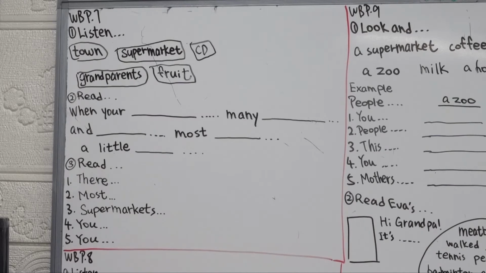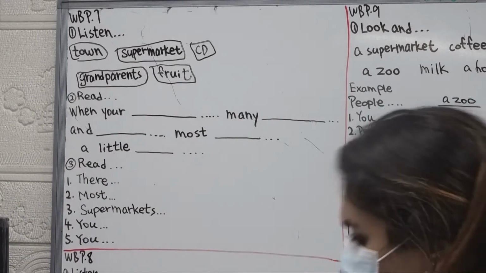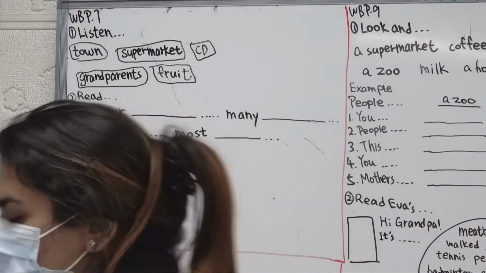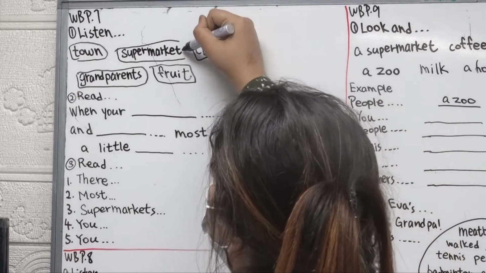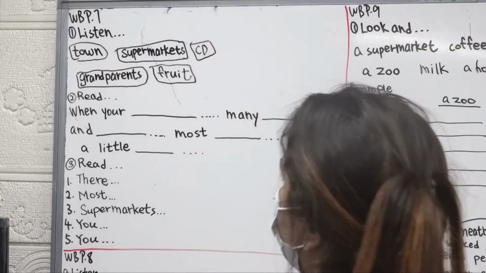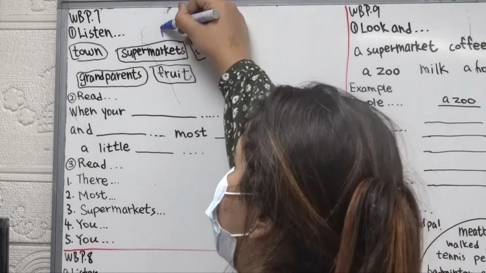Unit 7, Lesson 7.1. Listen, point, and say. You buy food and many other things from these. You buy fruit and many other things from these. So what are these? What do you think? Where can you buy food and many other things? Yes, supermarket. So please write 1.